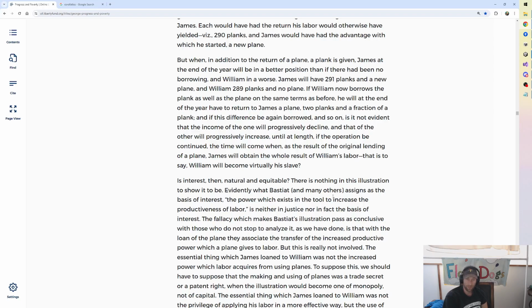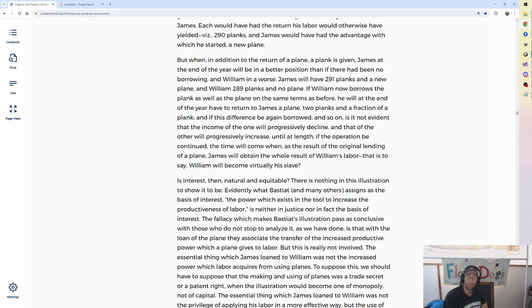Is interest then natural and equitable? There is nothing in this illustration to show it to be. Evidently, what Bastiat and many others assign as the basis of interest, the power which exists in the tool to increase the productiveness of labor, is neither injustice nor in fact the basis of interest.